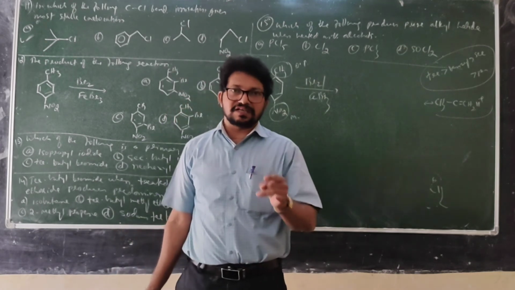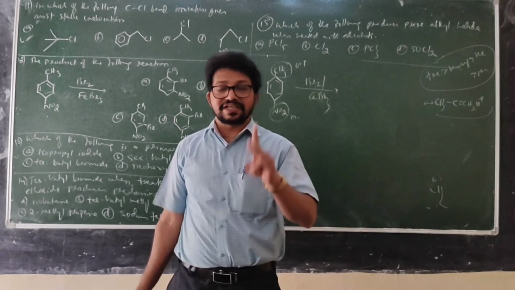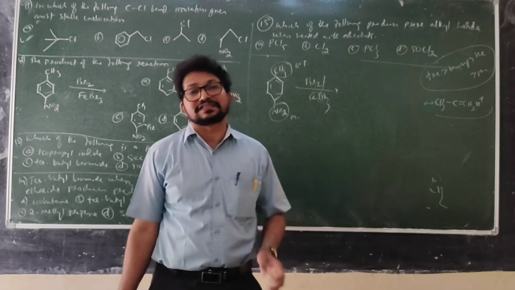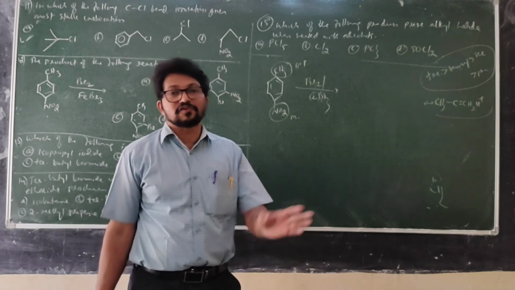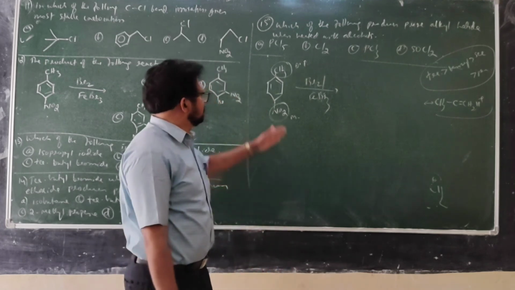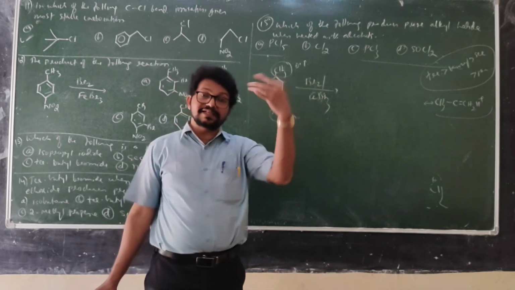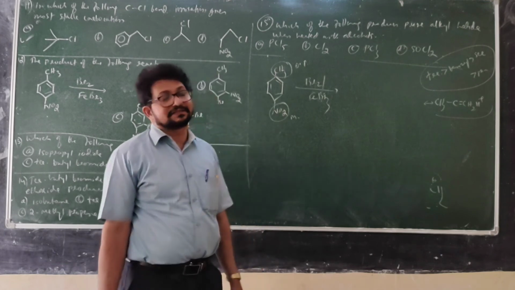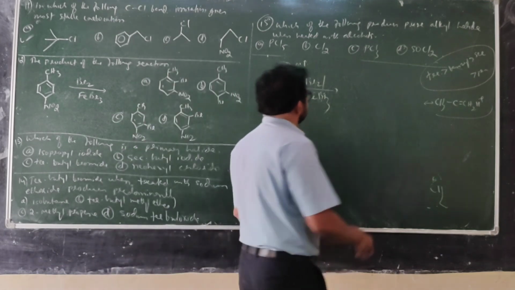You must know what are orthopara-directing groups and what are meta-directing groups. Halogens, alkyl groups, OH, NH2, they are all orthopara-directing and activating. Of course, halogen is deactivating but orthopara-directing. But NO2 group is highly deactivating and meta-directing. So now you have to select a structure.